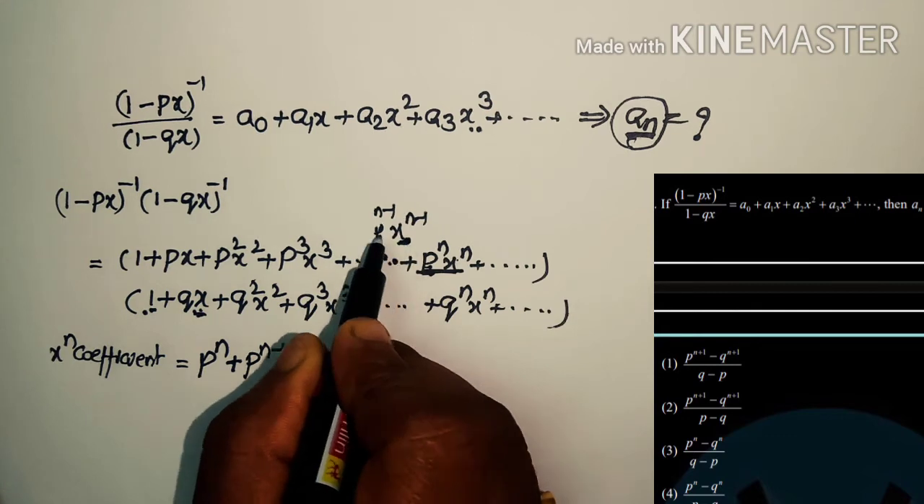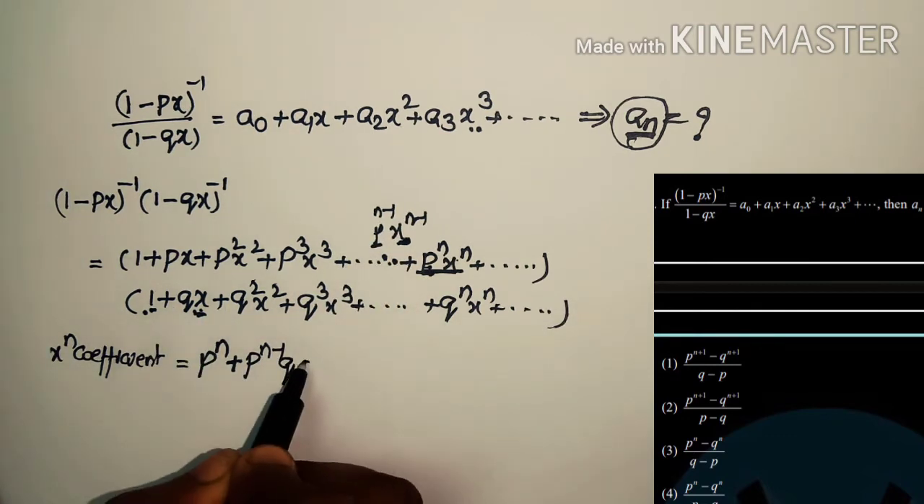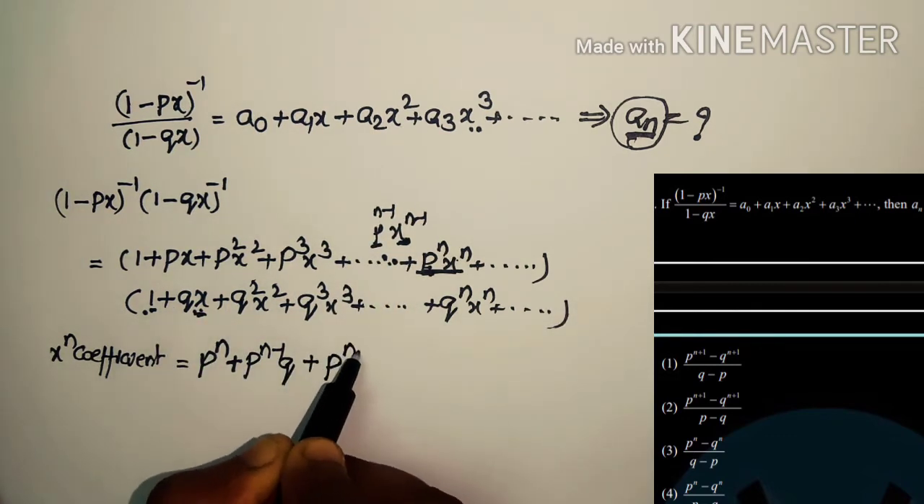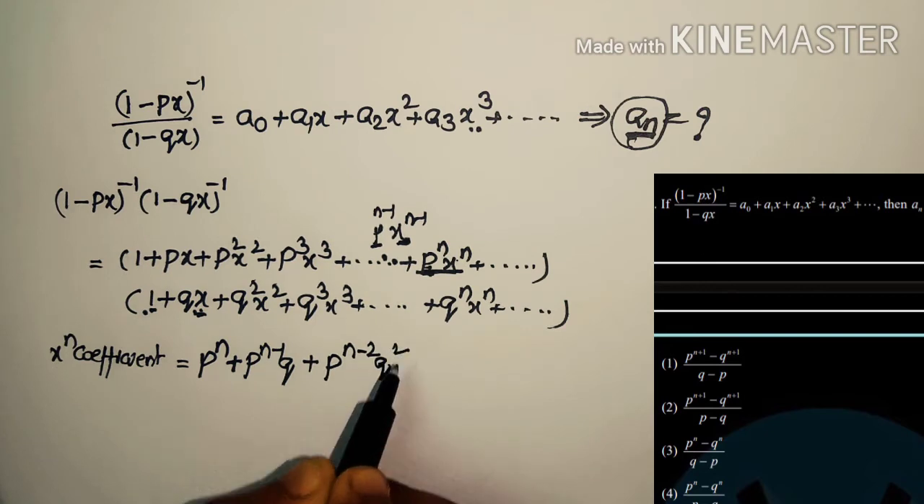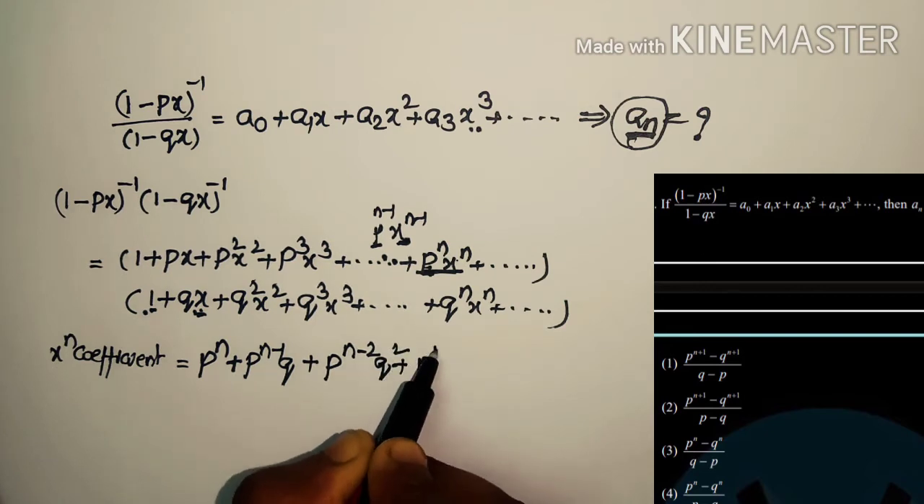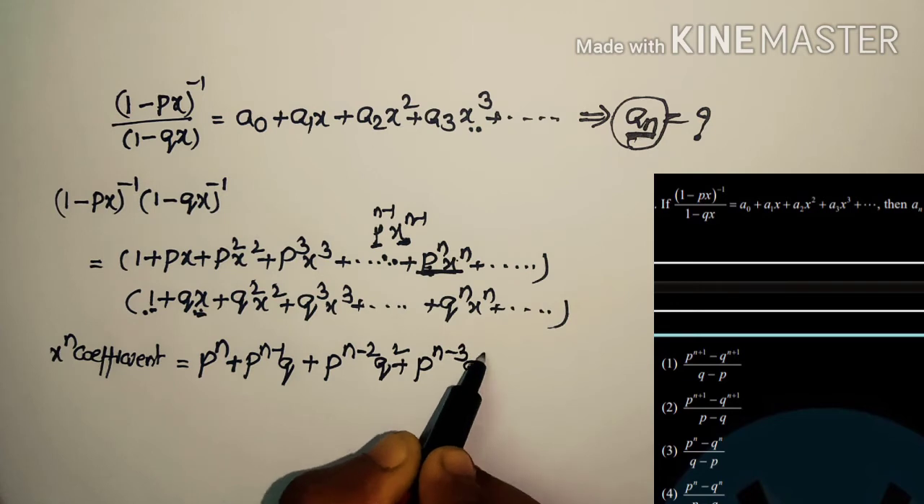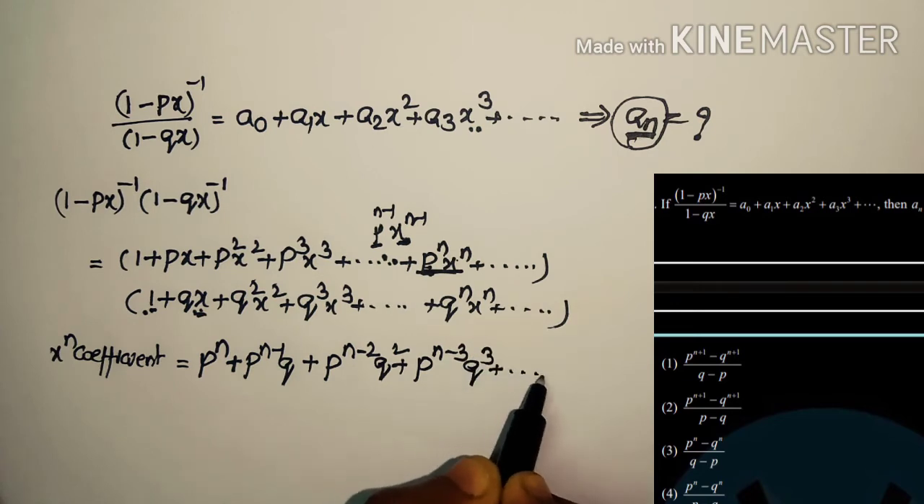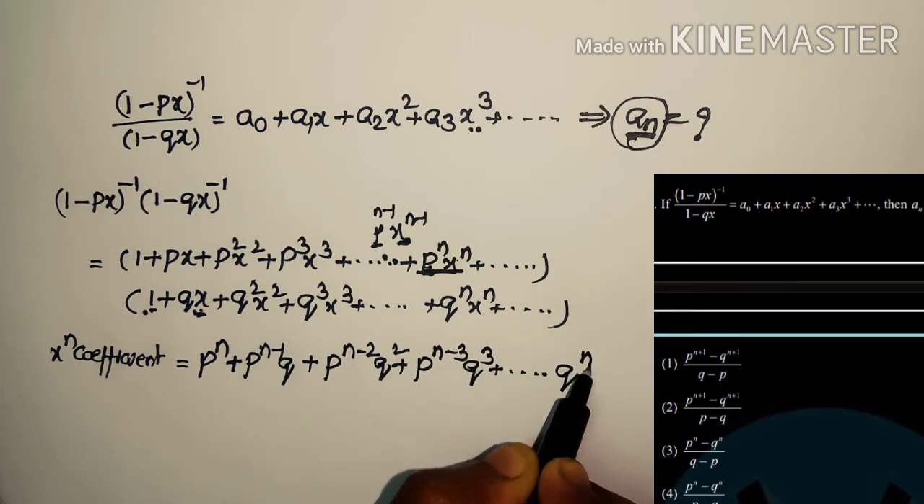That is p power n minus 1 into q, and the next term is p power n minus 2 into q square, and the next term is p power n minus 3 into q cube, and proceeding in this manner we will get the last term as q power n. This is the last term.